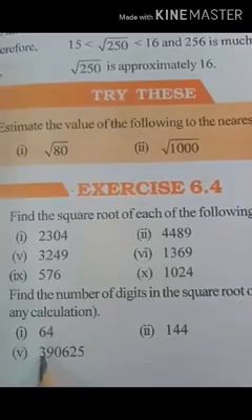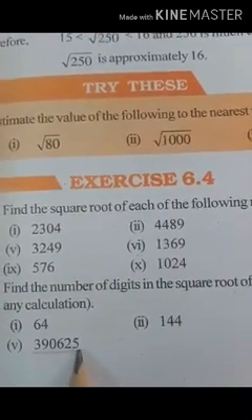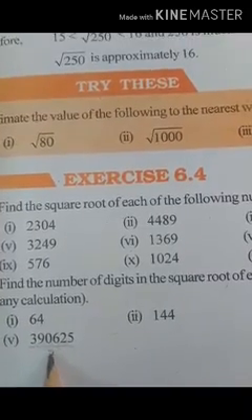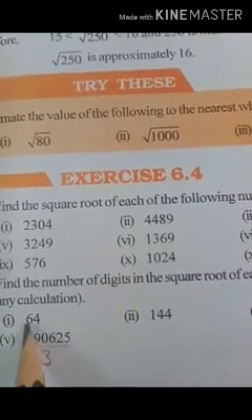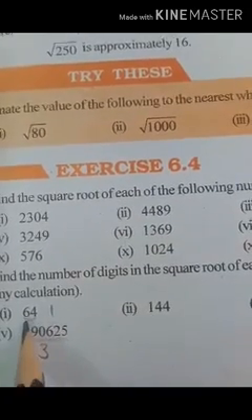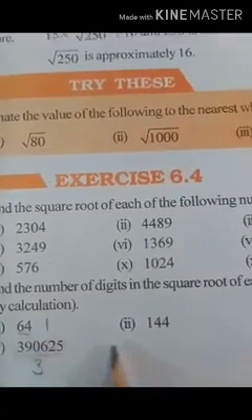So what we have to count is how many digits are there. Like here, how many digits can you see? 6 digits. So what is half of 6? 3. So its square root will have 3 digits. Here 2 digits you can see. What is half of 2? 1. So its square root will have 1 digit. That is 8, a single digit number.